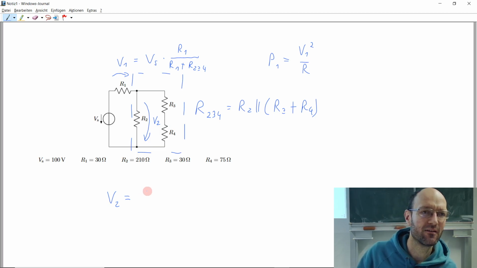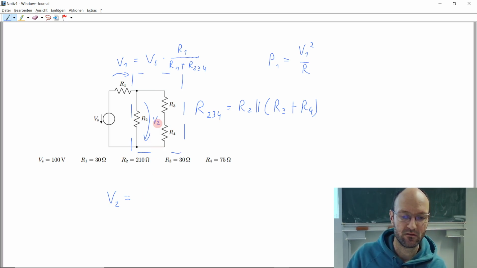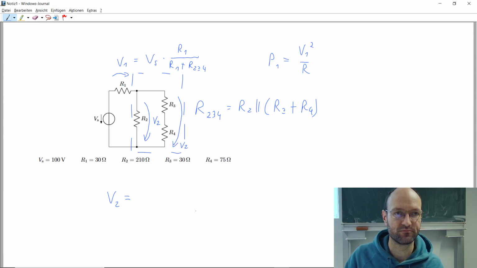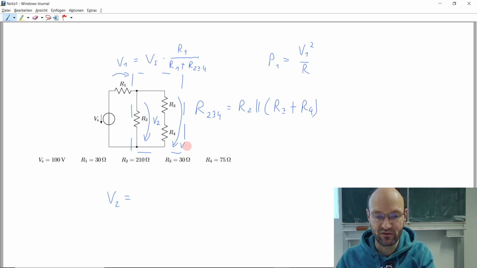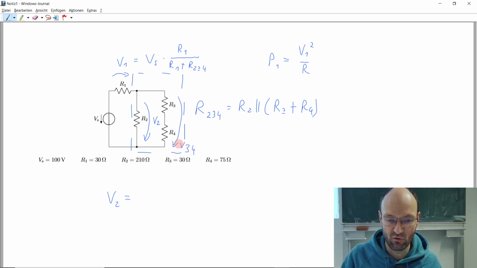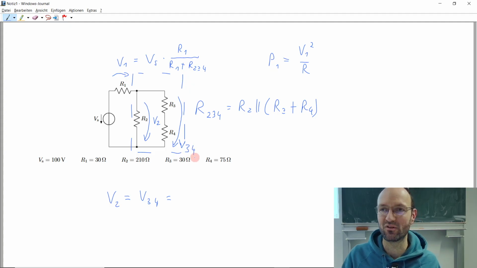The voltage across R2 is the same voltage across R2. Yeah, and of course this voltage here would be the same as this voltage. This is also V2. Yeah, but does this really help us? I could also call this maybe V34. Unfortunately, I also don't know this voltage. So what else are we going to do?